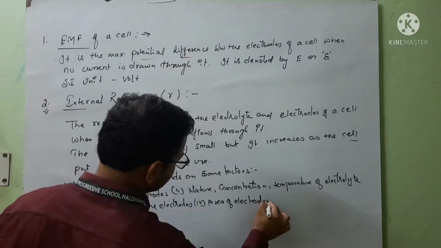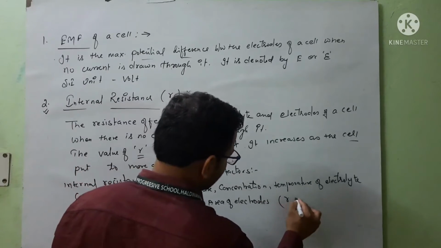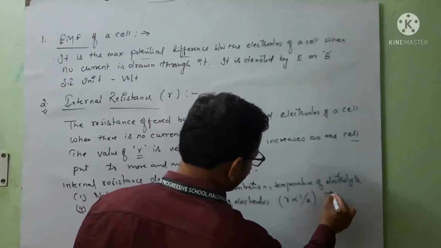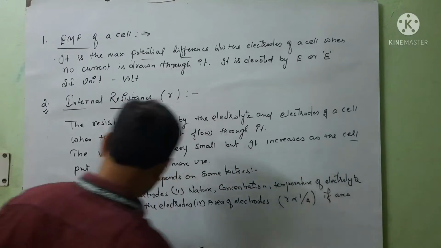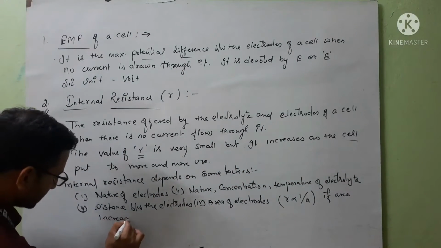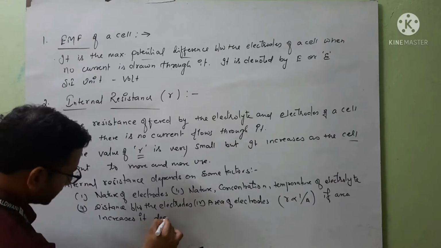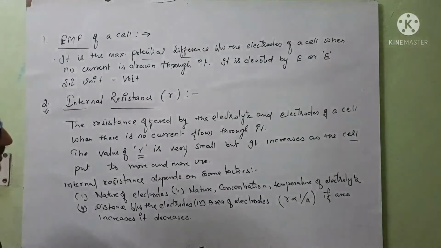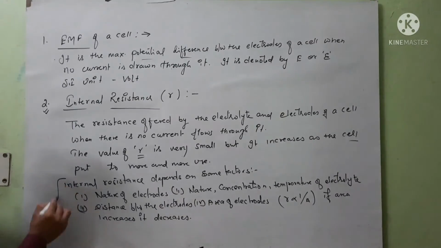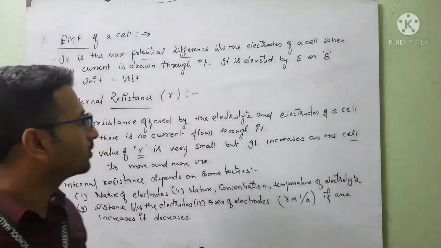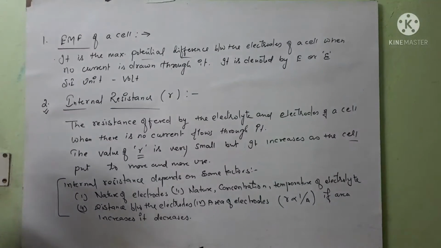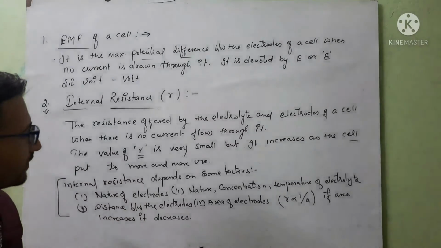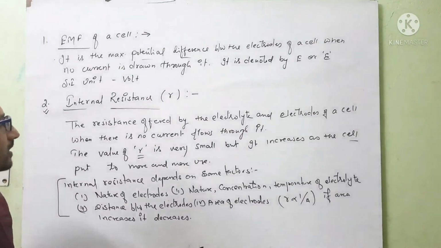How does it relate with area? It means that R is inversely proportional to A. If the area increases, the resistance decreases. So it has an inverse relation with area. These are the factors on which the internal resistance of a cell depends. So here we have the definition of the EMF of a cell and the internal resistance of a cell, and how we can understand the concept of internal resistance.